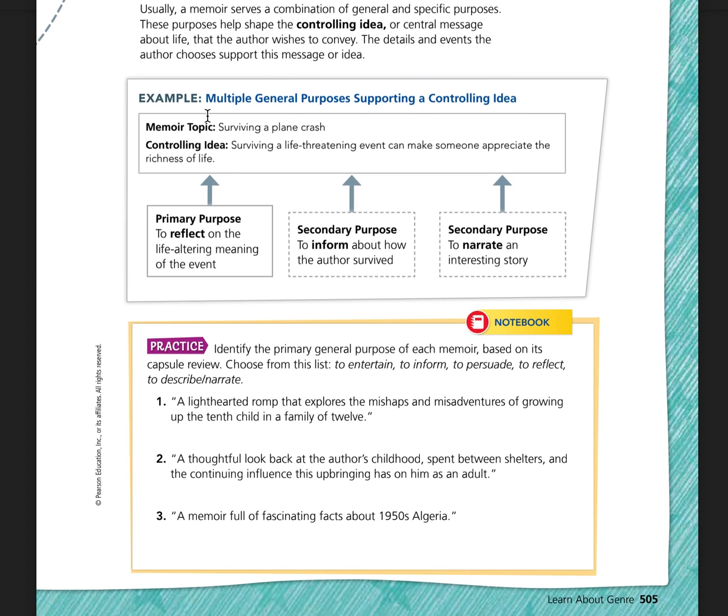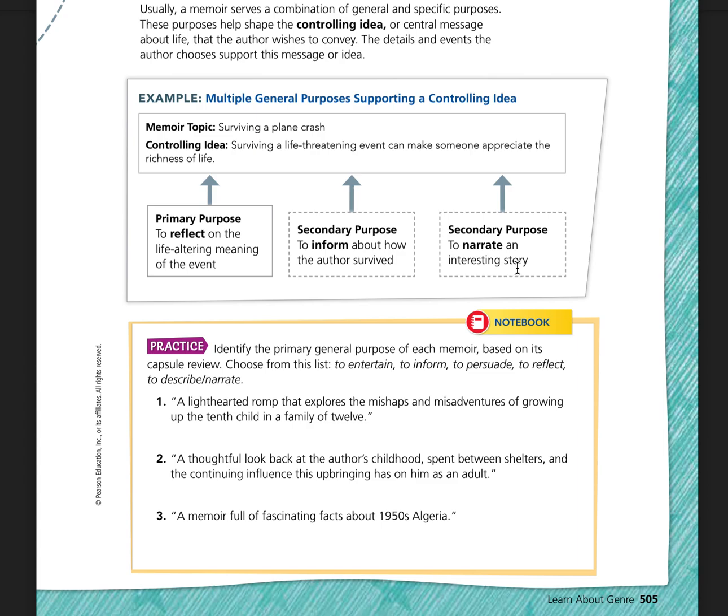Okay, so this has some really good examples. The example is multiple general purposes supporting a controlling idea. The memoir topic is surviving a plane crash. The controlling idea would be surviving a life-threatening event can make someone appreciate the richness of life. So then the primary purpose is to reflect on the life-altering meaning of the event, whereas the secondary purpose might be to inform about how the author survived. And then again, another secondary purpose is to narrate an interesting story.